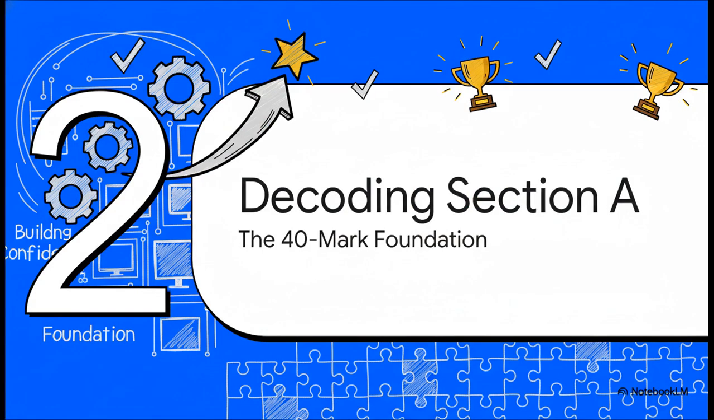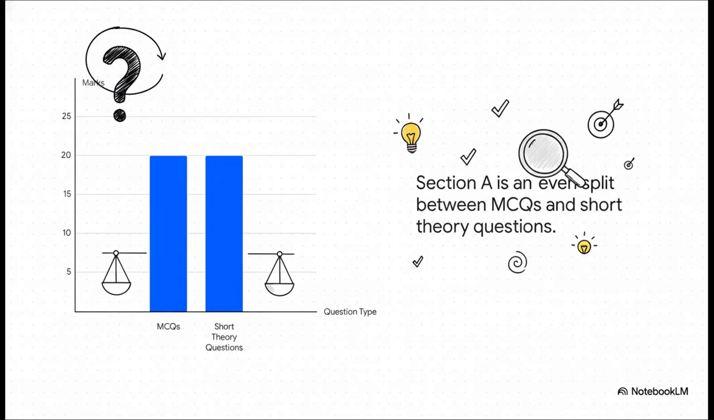So let's zoom in on Section A. Think of this as your 40-mark foundation. Getting this part right is, honestly, non-negotiable if you want that perfect score. It's where you bag those early marks, build up some serious momentum, and get your confidence soaring for the rest of the paper. And the great thing about Section A is how simple the breakdown is.